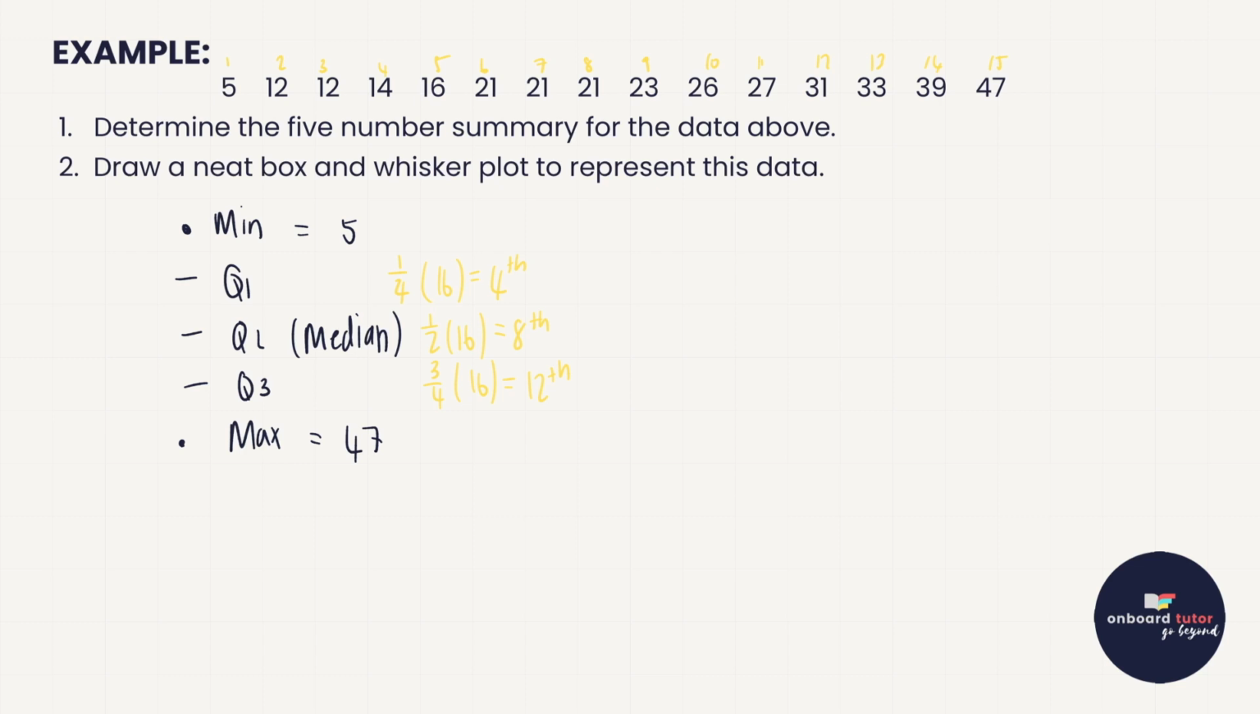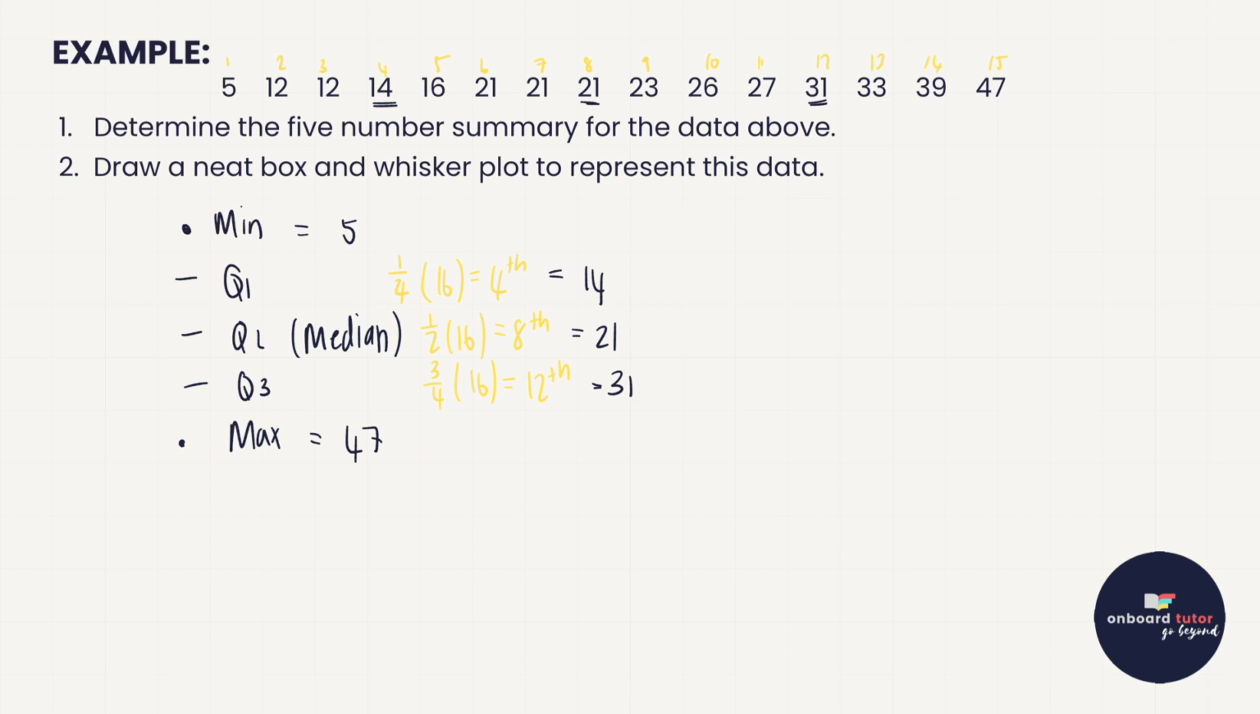And that really helps me because now I can say quartile 1 is the value in the 4th position, 14. Quartile 2 is the value in the 8th position, 21. And quartile 3 is the value in the 12th position, 31. Not too bad. That is my 5-number summary.